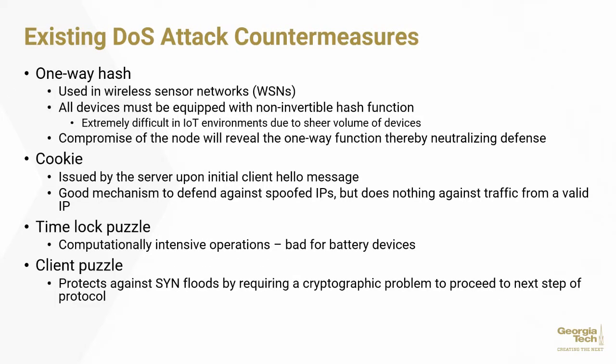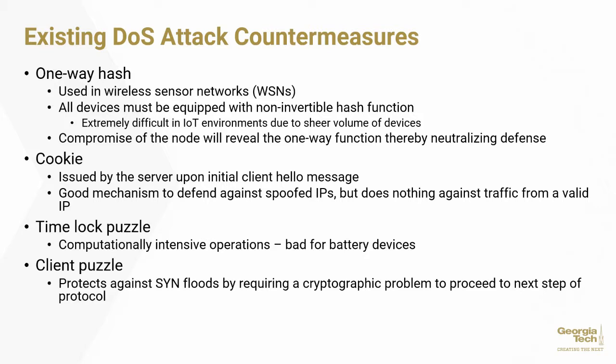In order to understand the necessity for the contributed denial-of-service attack countermeasure, it is important to understand the existing countermeasures. The authors focus on 4 existing countermeasures as they apply for the Internet of Things and their shortcomings. One-way hash functions have been used in wireless sensor networks as a DOS attack defense measure. Devices must be equipped with non-invertible hash functions from the manufacturer, which is a major concern for IoT due to the sheer volume of unique functions that would have to be deployed from the factory. A successful attack against a single node could reveal the one-way function, thereby neutralizing this defense entirely.